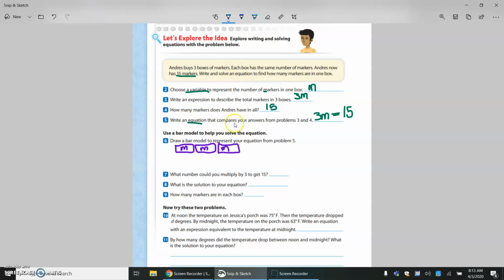And then I also need to draw the 15 down here. So I gotta keep in mind that these 2 are equal. So that means that this one underneath should be the same length as those 3 boxes. And I'm going to label it with 15, because that's the total amount on the other side of the equation. This is one side of the equation, this is the other side of the equation.